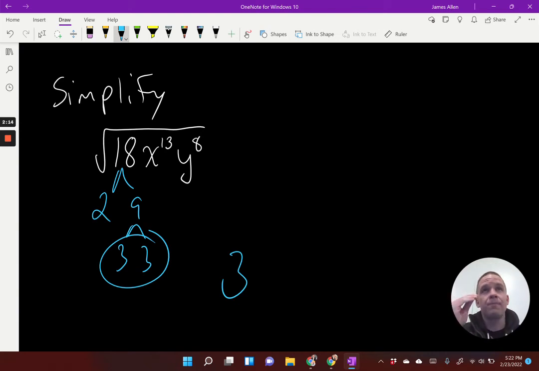Now, x to the 13th. Let's think about that for a sec. 12 is my next closest even number, right? Divide that by 2, I get 6 pairs of x's. Boom. And how many do I have left over? That was 12 x's total, right? 6 pairs is 12 total x's. So I got 1 left over. There's me an x chilling on the inside. All right. So we got to remember that.